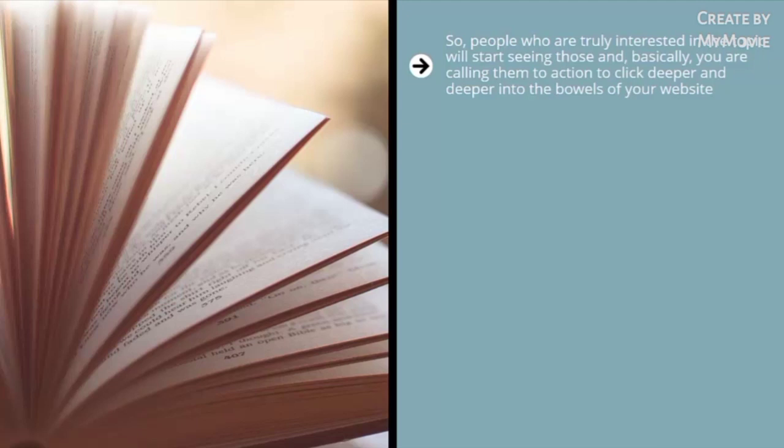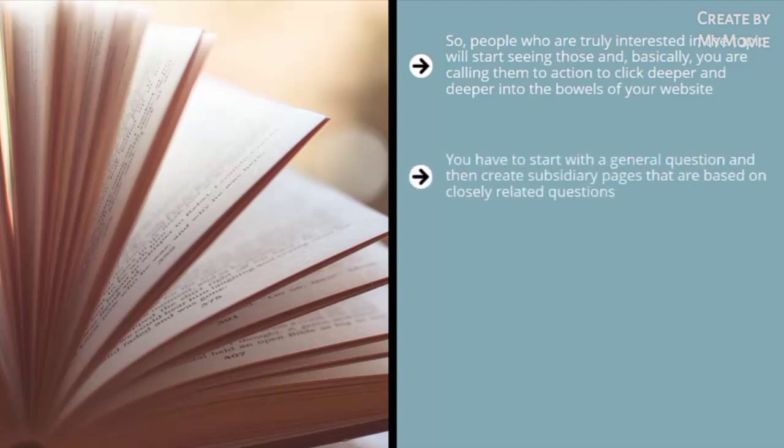Compare this to random interlinking where you go from one page to just another regular page, which may not be all that related. You're not going to be building authority. People are just going to bounce out of that page because that's not the information they're looking for. You have to start with a general question and then create subsidiary pages that are based on closely related questions, and this maintains the interest of the person and then actually amplifies their desire for a specific product or solution later on. That's how you build trust and credibility at the same time.